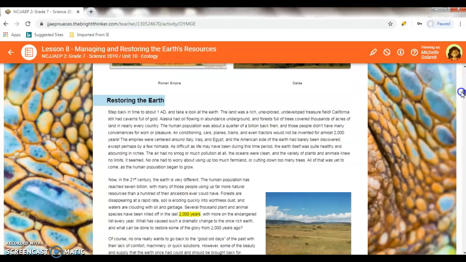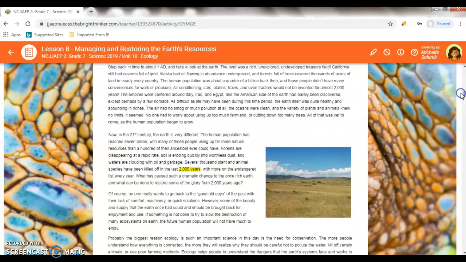Moving on, we are going back to look at restoring Earth. In about 1 AD, if we take a look at the Earth, the land was a rich, unexplored, undeveloped treasure field. California still had caverns full of gold, and Alaska had oil flowing in abundance underground. And pretty much all land was filled with forests and trees. The human population was about 250 million back then, and people didn't have many conveniences for work or pleasure. Air conditioning, cars, planes, trains, or even tractors wouldn't be invented for almost 2,000 years. The empires centered around Italy, Iraq, and Egypt, and the American side of the Earth had barely been discovered at this time.